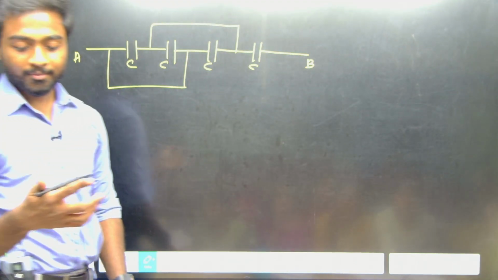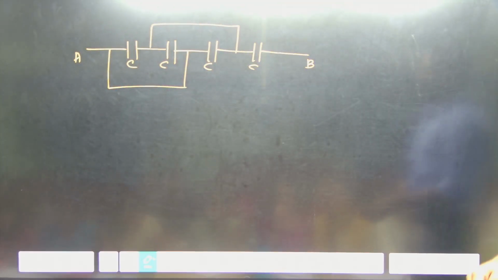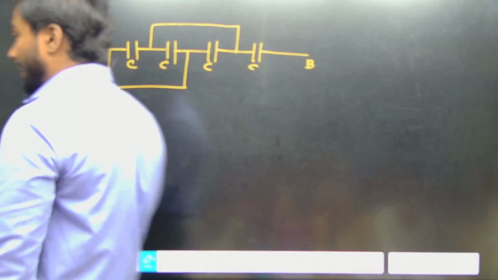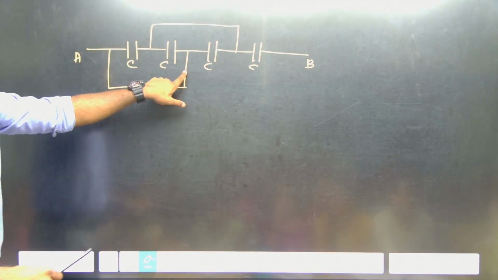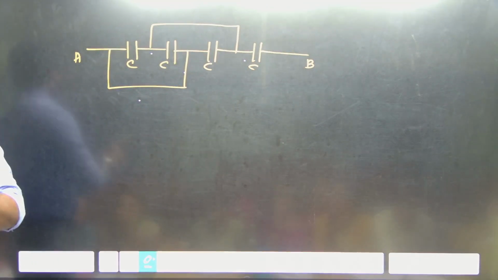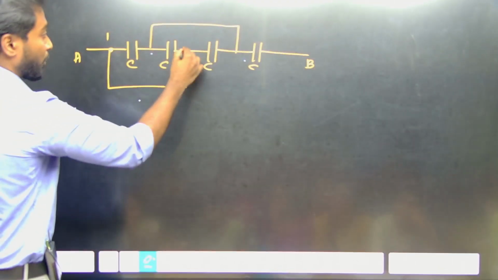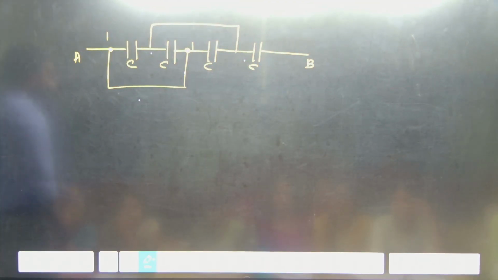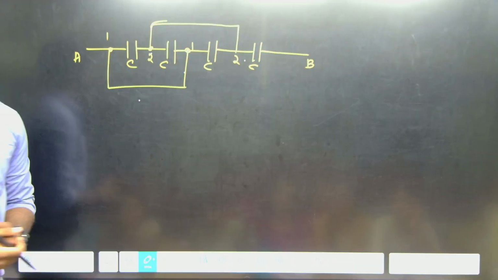Okay, I need the answer for this question. There are 1, 2, 3, 4 capacitors, and between these two capacitors there is a wire. Wire means the same potential will be there. If I take a potential 1, throughout the wire the same potential 1 only will be there. If I consider this as the second wire, 2 means the same 2 only will be there, right?